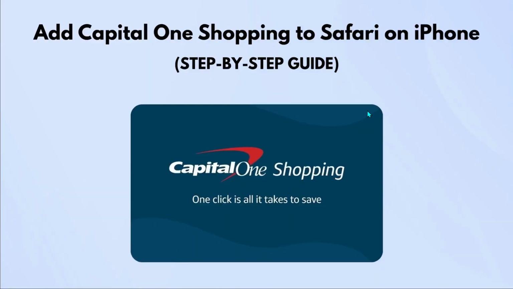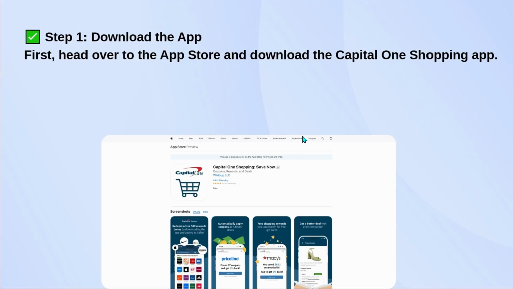Today, I'll show you how to add Capital One Shopping to Safari on your iPhone. First, go to the App Store and download the Capital One Shopping app. After it's installed, open your iPhone settings. Scroll down to Safari, then tap on Extensions, find Capital One Shopping and turn it on.